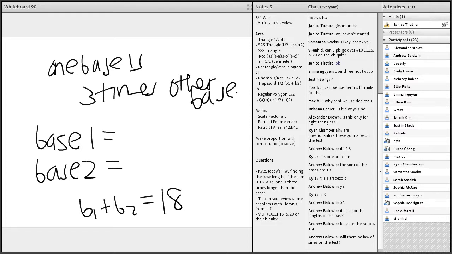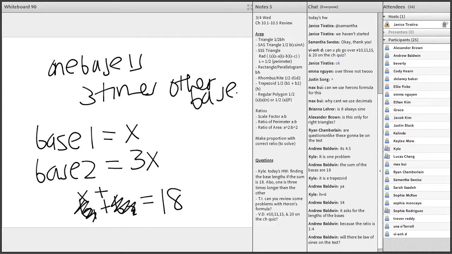Is it 2 and 16? No. We could guess and check all day, or do it algebraically. I'm going to call one base x and the other base 3x because it's 3 times bigger. Now if I do a little bit of algebra, and this is an extension question, this might be helpful for tomorrow's test, by the way. You might have to do something like this tomorrow.